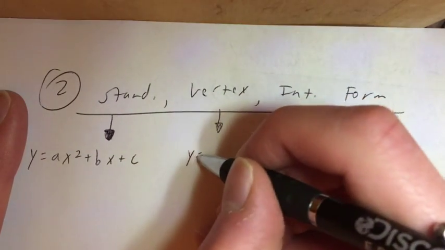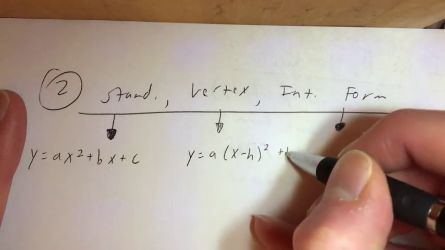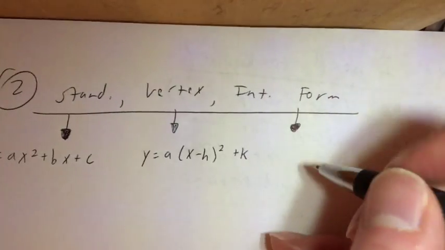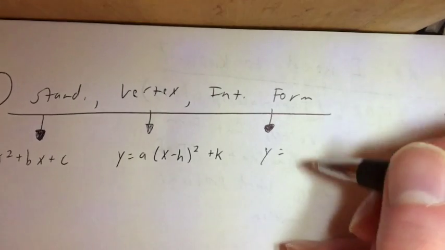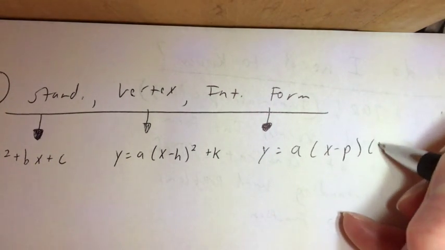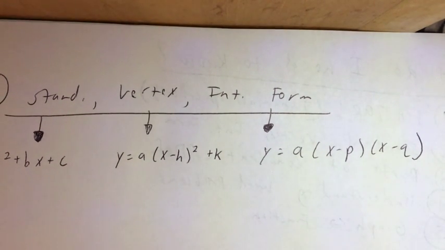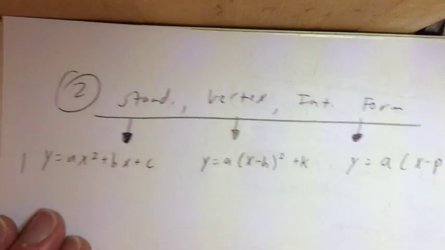Let's review vertex form: a(x minus h) squared plus k. And lastly, intercept form. Really, there's no easy way to write this. I've seen some people write it like this: a(x minus p)(x minus q). I'm going to go through these just real quick to remind you of what each of the things are.